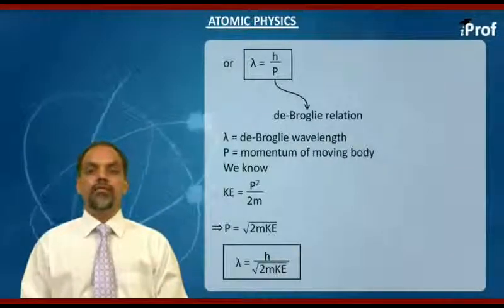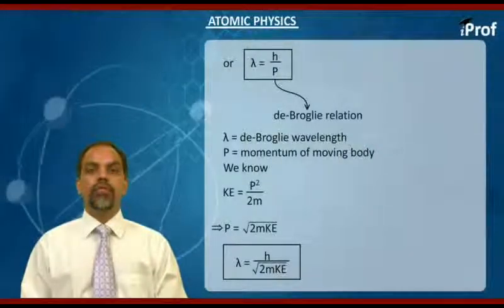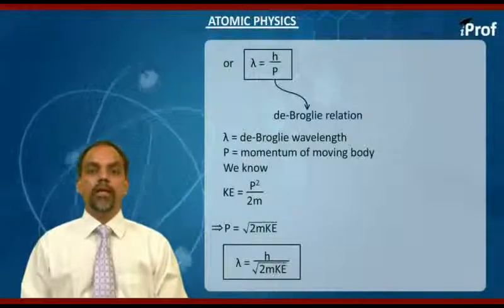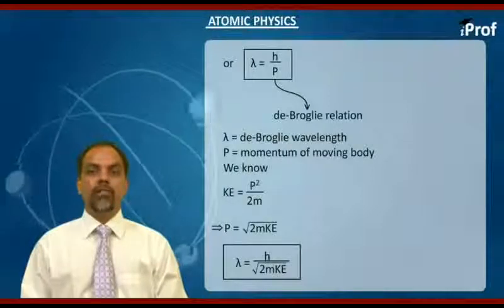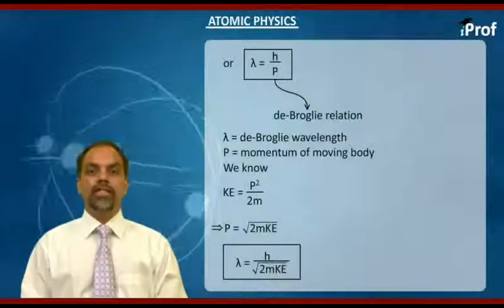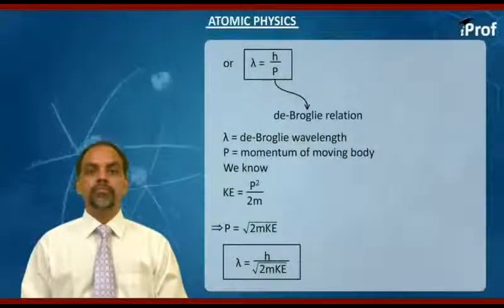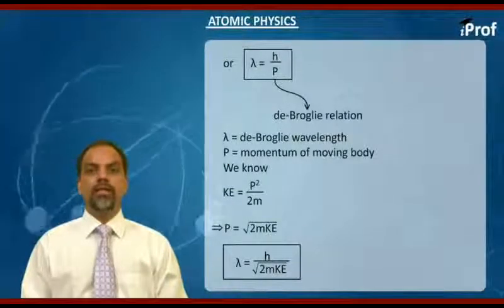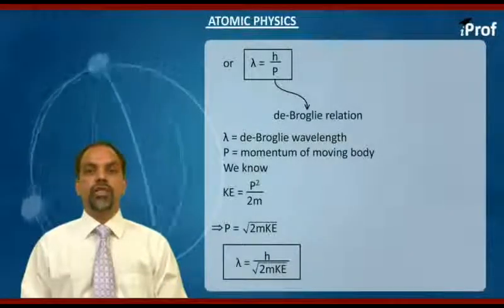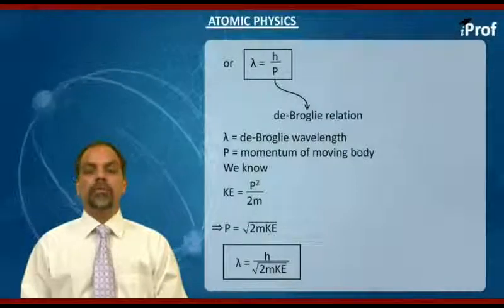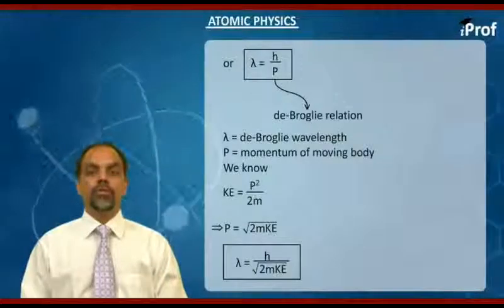Now here lambda will be referred to as the de Broglie wavelength associated with the moving bodies, which we are calling matter waves. And here P is the momentum of the moving body. So I repeat, we have a de Broglie relationship, and that simply says lambda is equal to h over P. h is Planck's constant, P is the momentum of the moving body, and lambda is the wavelength associated with the matter waves, which we are calling the de Broglie wavelength.